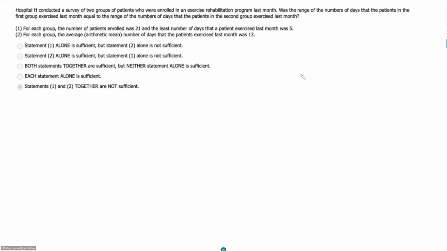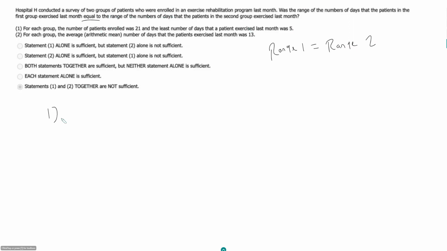Okay, one thing I've noticed from writing these explanations is a lot more questions asking about range than I would have thought initially. So they don't really tell us anything about our 2 different groups, and so we just want to know is range 1 equal to range 2. And range is, of course, the greatest number in a set minus the smallest.